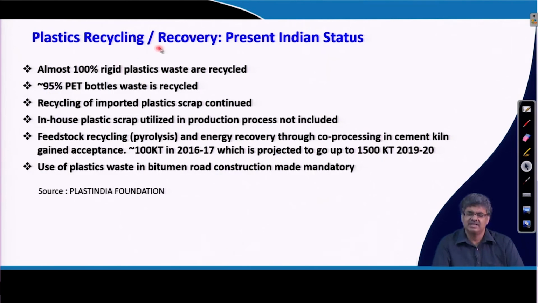The situation of plastic recycling and recovery in India is not very bleak. In fact, almost 100% of rigid plastic waste is recycled, and 95% plus of PET bottle waste is recycled. The regulatory agencies are trying their best, and in fact, the situation is not that bad. Only the single use plastics, like packaging materials, cause most concern. So, if we as consumers take some responsibility to discard those packaging materials in a proper way, then the problem of plastics will not come.